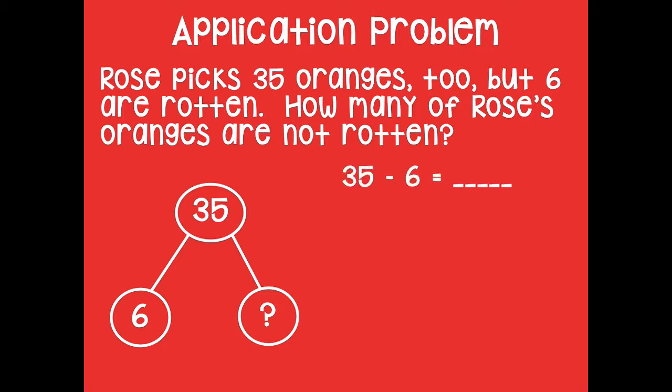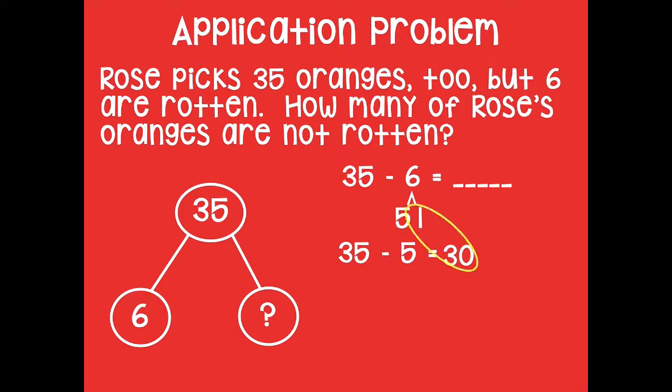So 35 minus 6. Well, when I look at this, it reminds me of the last problem that we just did of 35 minus 5, and I did that one in my head. So I'm going to break apart this 6 into a 5 and a 1. I want to do that because then I can do 35 minus 5, which I could do in my head pretty easy. 35 minus 5 is 30.